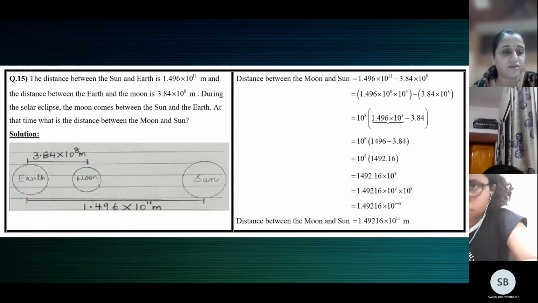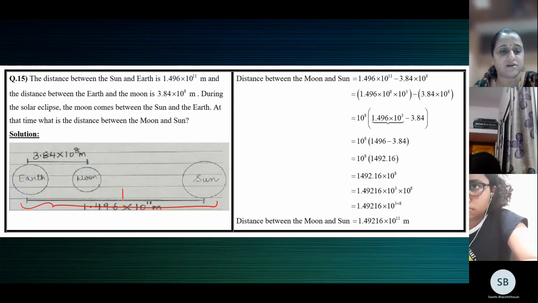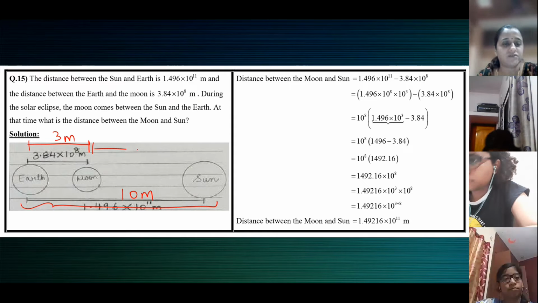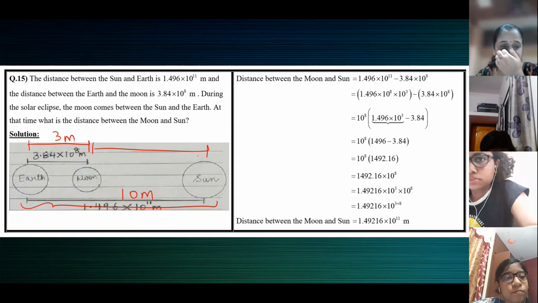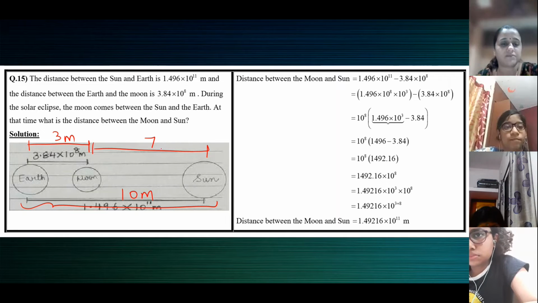So now supposing this distance is 10 meters and this distance is 3 meters. What will be the distance from here to here? 10 minus 3. 10 minus 3 is 7 meters. Because 3 plus 7 is 10 and that is the total distance. The total distance is 10.